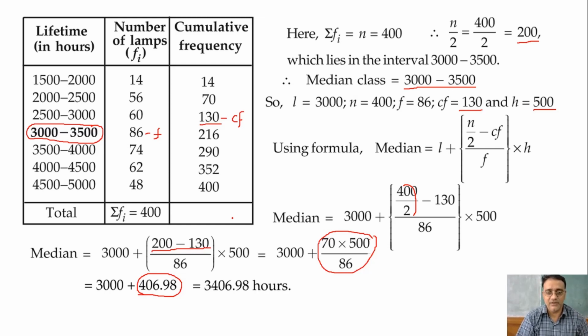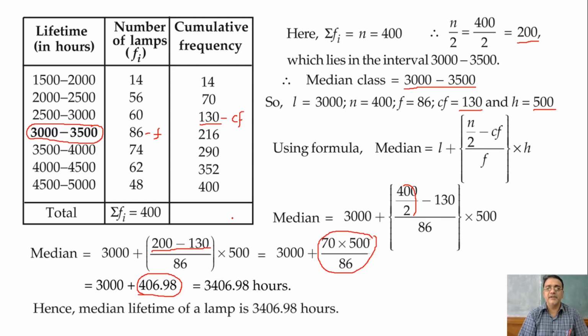So final answer is 3406.98 hours. Hence the median lifetime of a lamp is 3406.98 hours. Any doubt in this question? No sir. Okay.